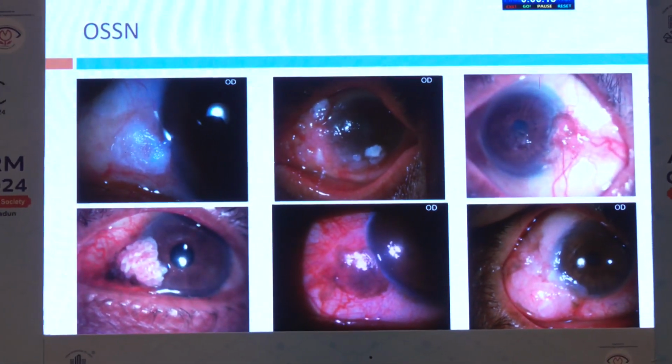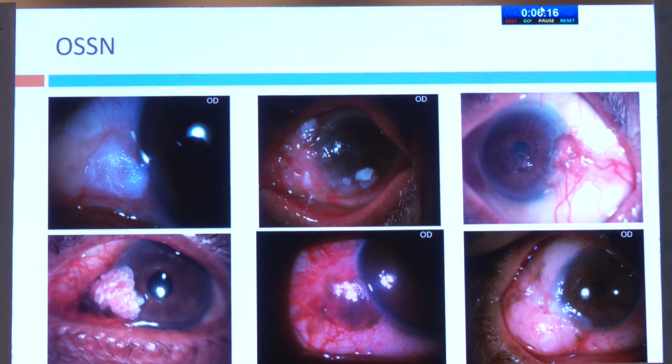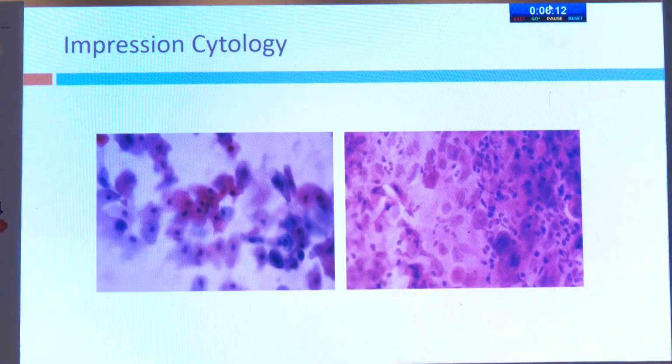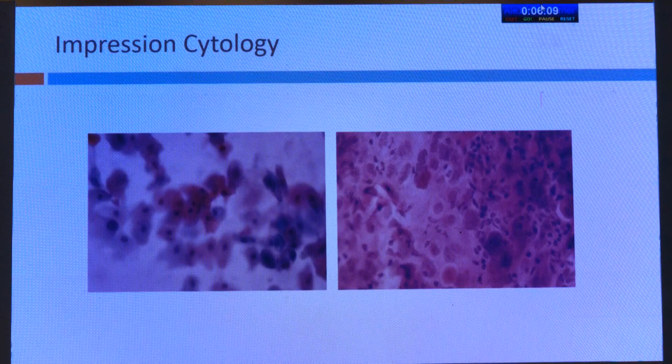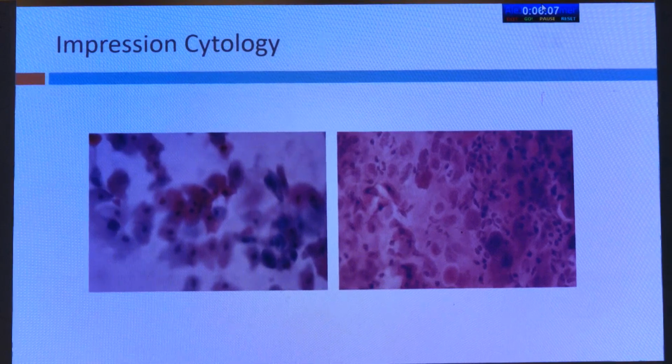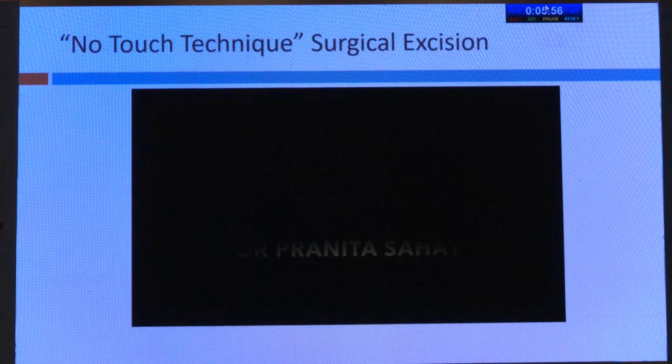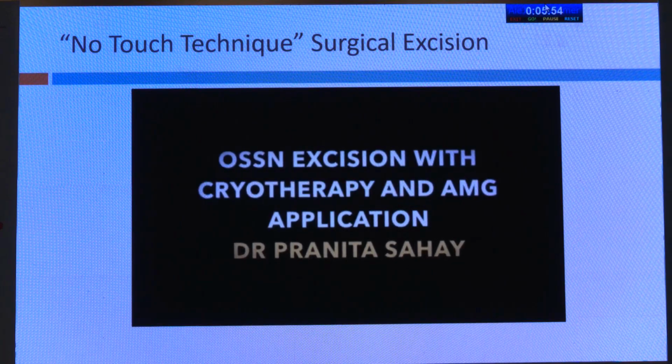I'll be talking about the topic OSSN chemotherapy, the way to go. As we all know, OSSN comes in different shapes and sizes. There are different morphological appearances, from diffuse plaque-like, nodular, pigmented, to invasive versions. The investigation of choice always remains impression cytology, and it tells us about the nature of the cells and helps us to identify OSSN. However, with the advent of the AIOSMT and the findings described in literature, it is one of the non-invasive tools with which we can also identify OSSN.